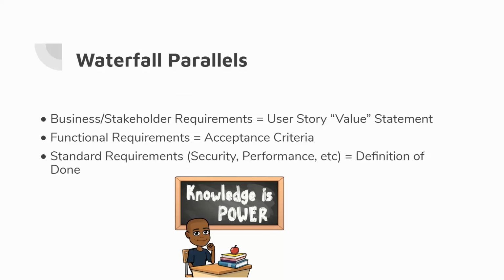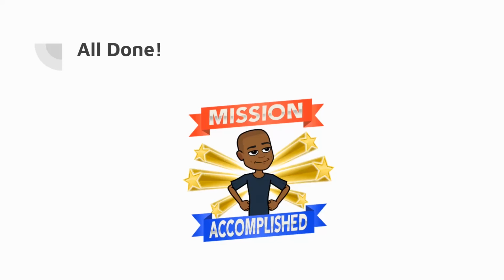These are some of the parallels between Waterfall and Agile, because a lot of the things that you're doing in Waterfall are indeed important. They just change in nature because of the fast-moving, fast-paced way you do Agile. So business and stakeholder requirements essentially become user stories or sometimes features. Functional requirements often become that acceptance criteria that you see in those user stories. And those standard requirements that usually end up at the bottom of every single requirements document essentially become your definition of done. So that's it on writing user stories.